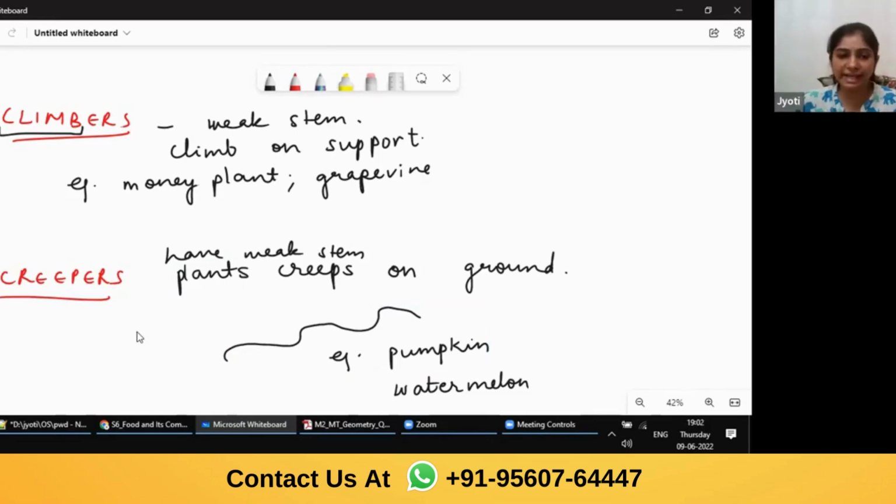Yes, very correctly said, as they have heavy fruits. So if they find any support also, they cannot climb on that support due to the heaviness of the fruits. So that is why they continuously creep on the ground. Good.